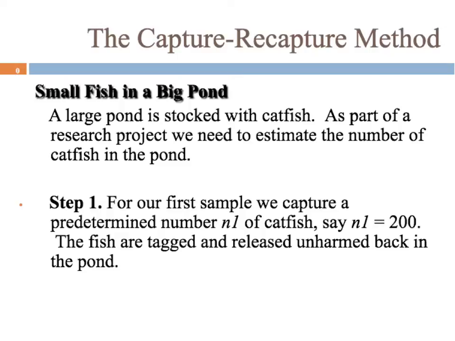Step 1, for our first sample, we capture a predetermined number n1 of catfish, saying n1 equals 200. The fish are tagged and released unharmed back into the pond. So we capture 200 fish, we tag them or mark them so that we will be able to tell in our next sample if we got any of the original from the first sample.